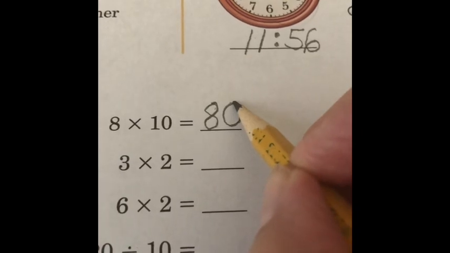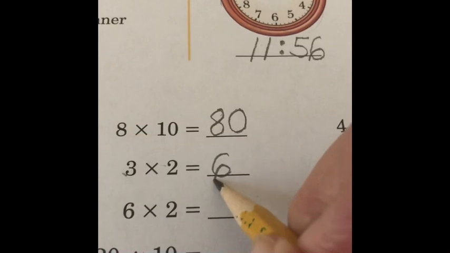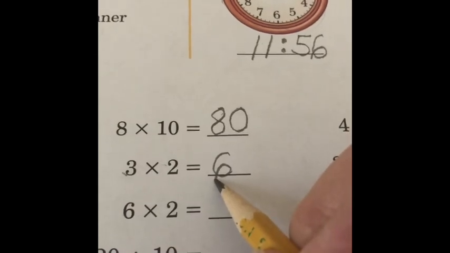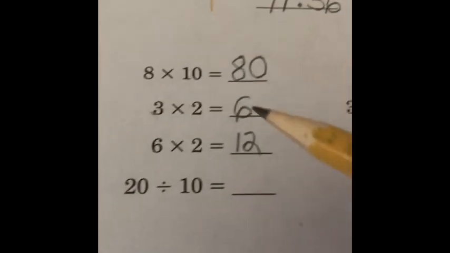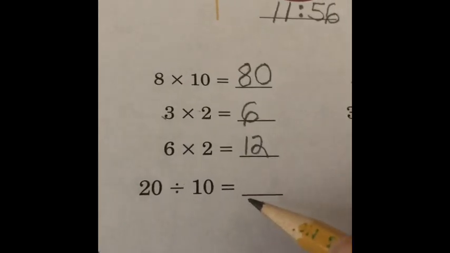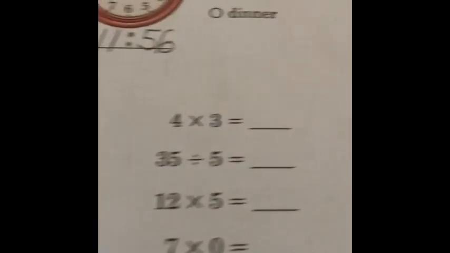3 times 2 is? Remember, it's like 3 plus 3, 6. 6 times 2 is? 6 plus 6, 12. Let's double the number. 20 divided by 10 is 2.